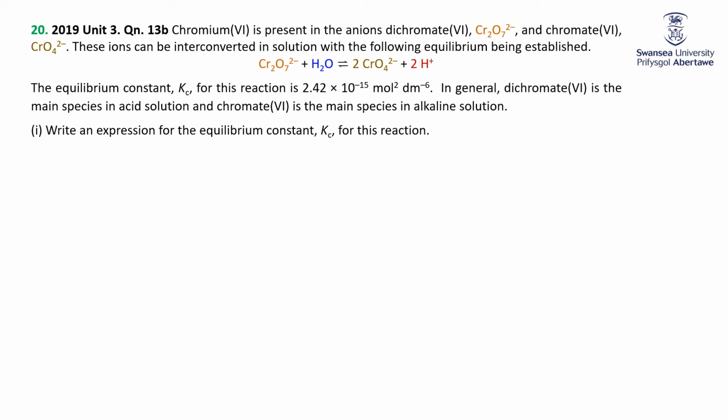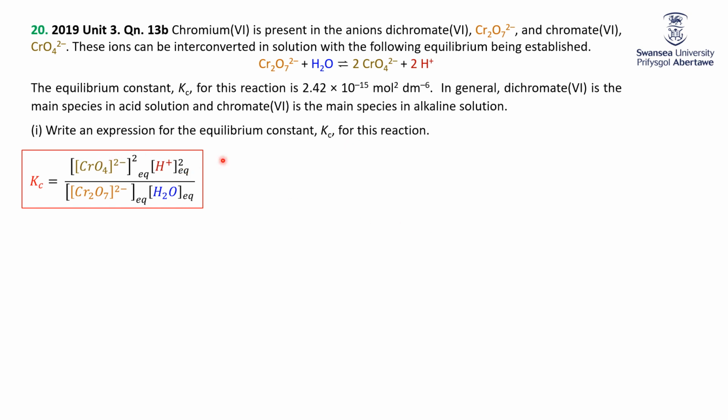A nice fun question to wrap up with. Chromium 6 present as the anions dichromate, and chromate. They can be interconverted in solution with this equilibrium being established. So the first thing, write an expression for Kc.